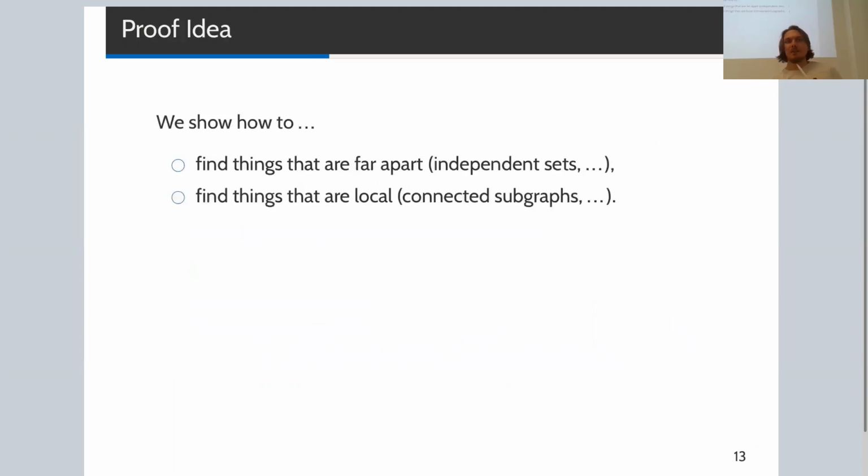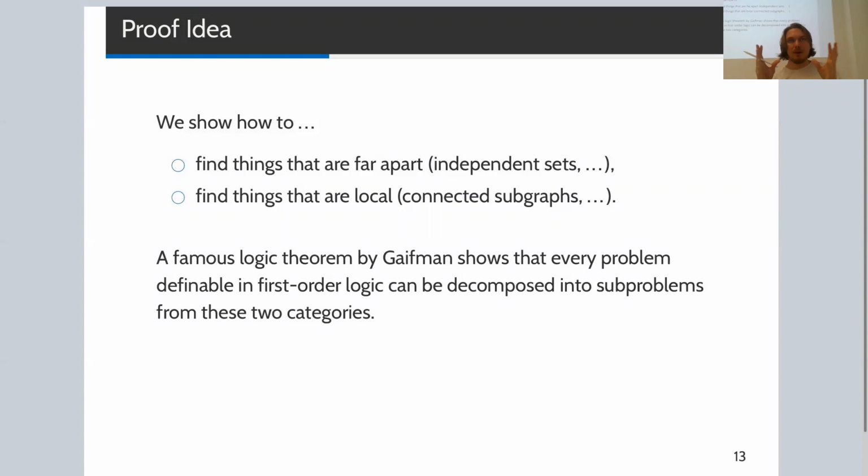And let's talk a little bit about techniques that we're going to use to prove this theorem. So we're going to split it into two parts. First, we're going to show that it is possible to find things that are sufficiently far apart, where the requirement is that things should not be connected, like independent sets. And also we're going to show how to find things that are local, like connected subgraphs or cliques, like they only are within a small region, if they exist. And then we're going to combine these two things.